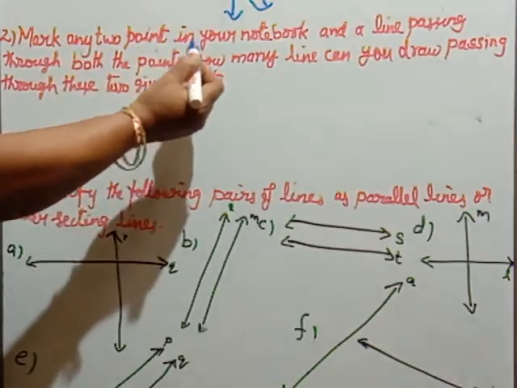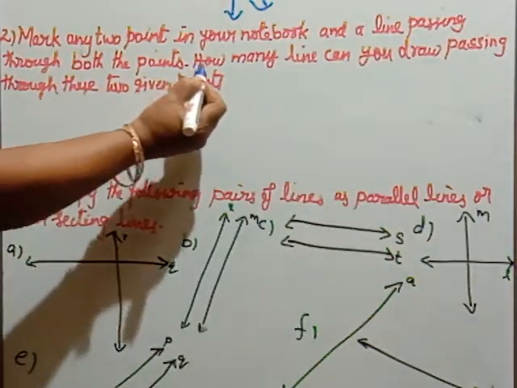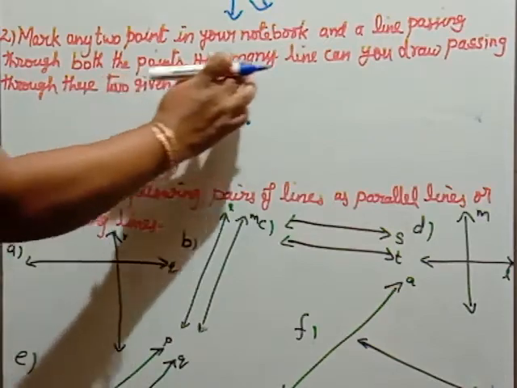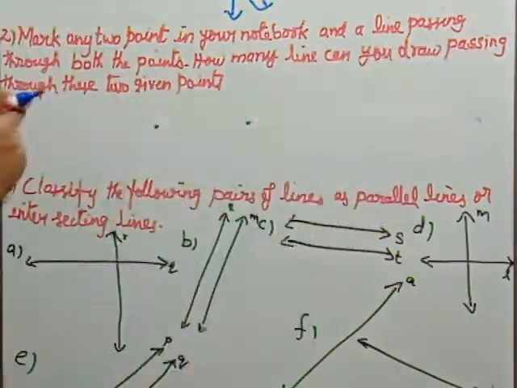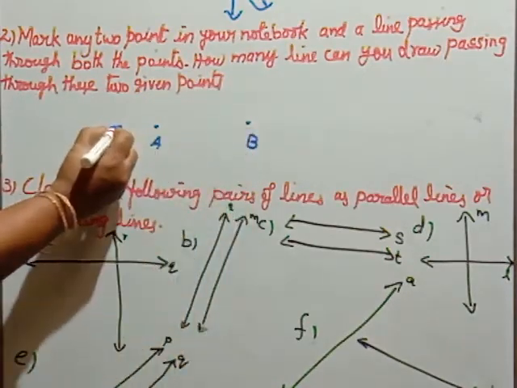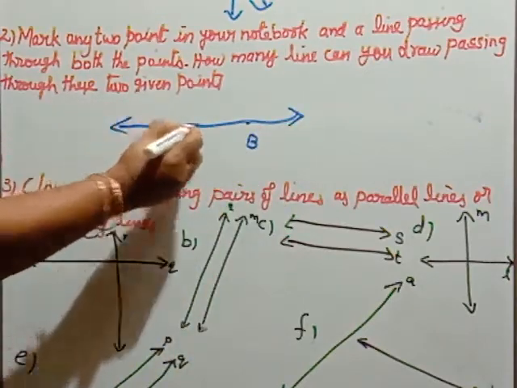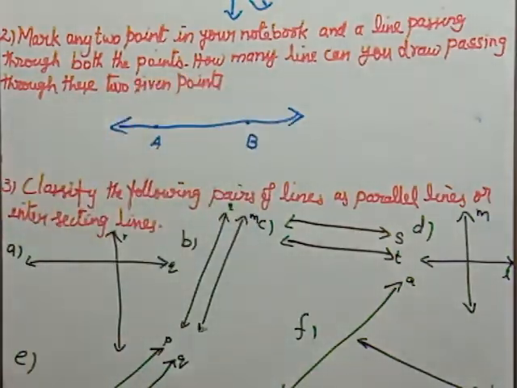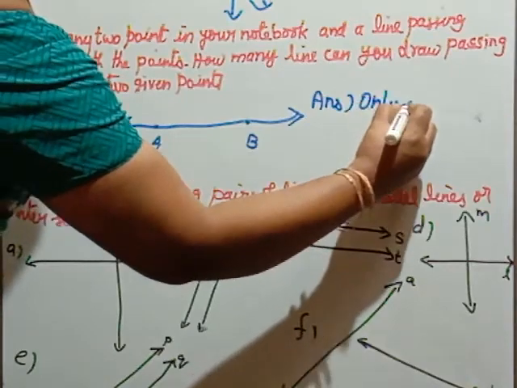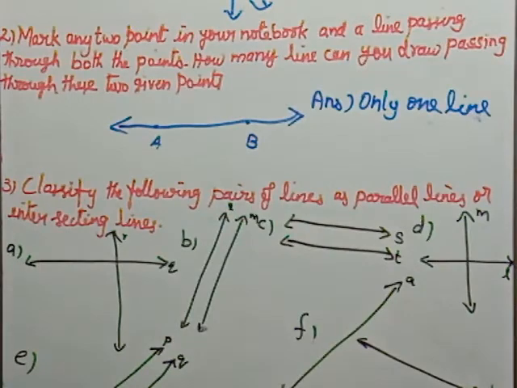Mark any 2 points in your notebook and draw a line passing through both the points. They are asking how many lines can you draw passing through these 2 points. Now we have kept 2 points and we are passing the line through them. How many lines? Only one line can pass through these 2 points. So your answer is only one line. Understand? Now we'll move to the third question.